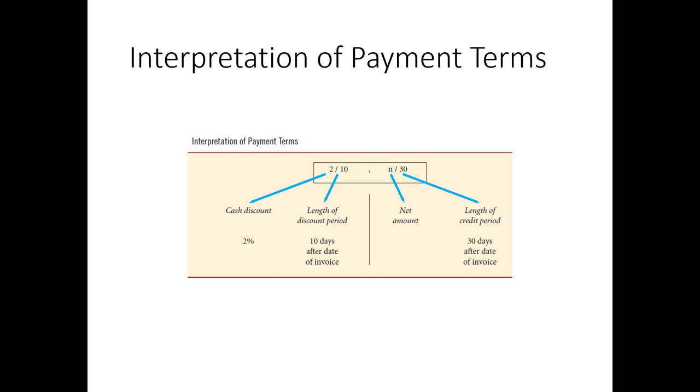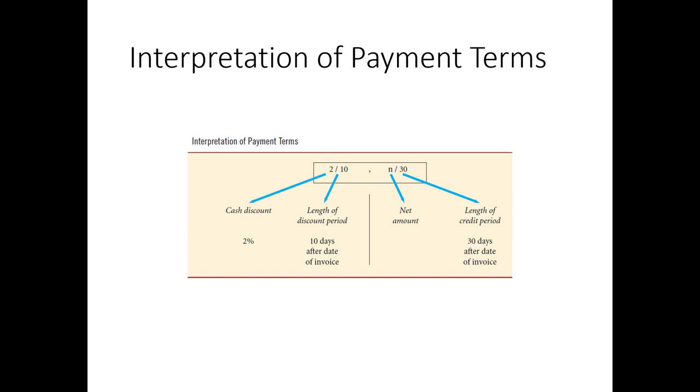The 10 represents how long the discount period lasts, the length of the discount period. So you get a 2% discount if you pay this within 10 days. Now, you've got the 3 dating methods, 10 days from where? So we have that to consider. And then N, nevertheless, the net amount, is payable in 30 days.